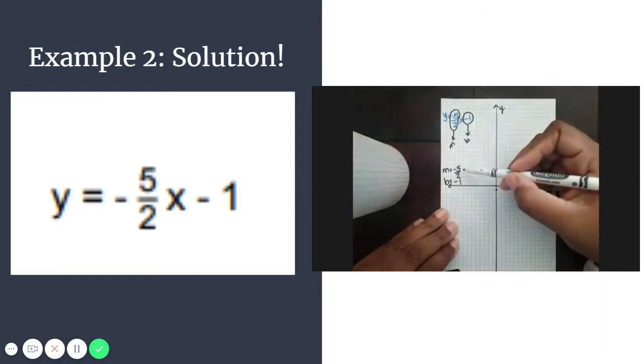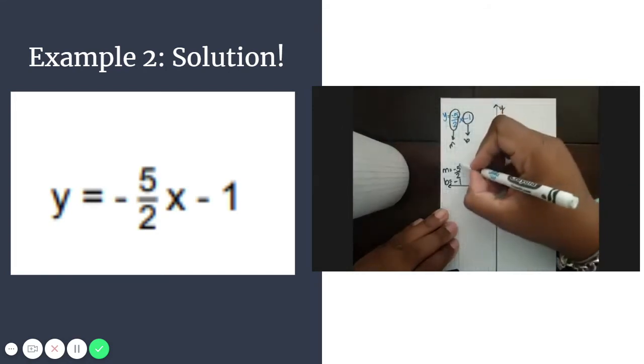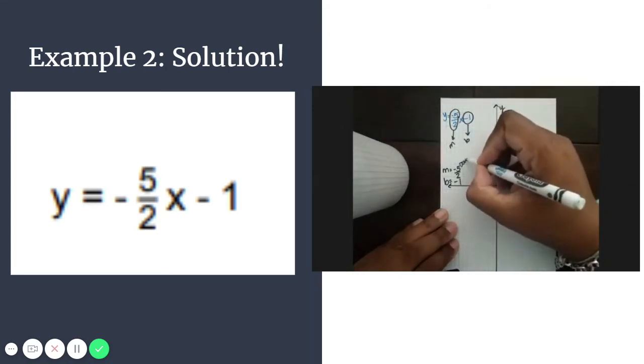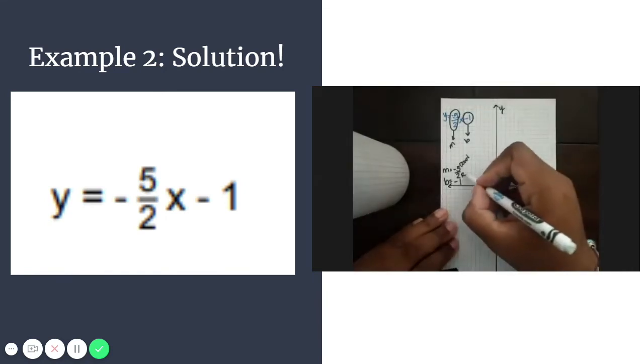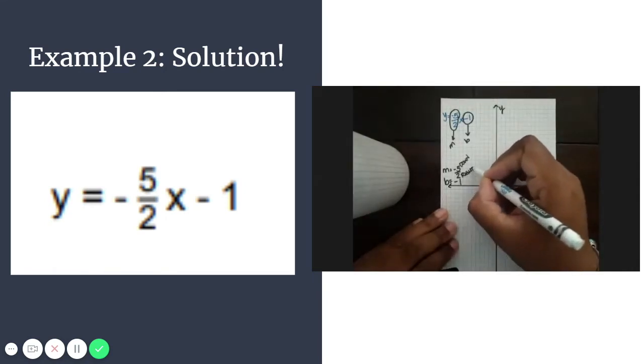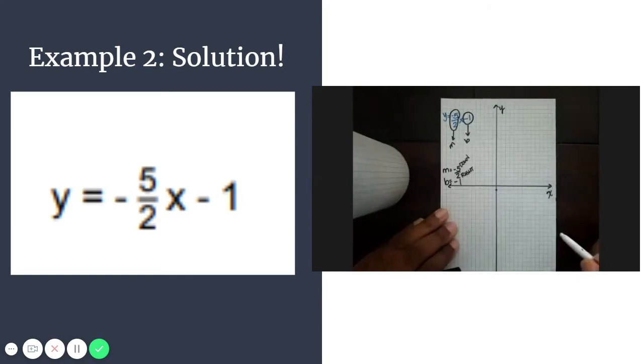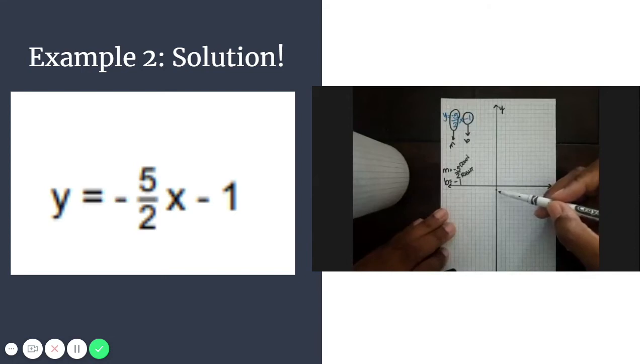So I'm going to look at my slope, and my numerator says -5, which means I'm going to go down 5, and then my denominator says +2, which means I'm going to go right. Remember that your numerator tells you up or down, your denominator tells you left or right. So I'm going to start at my y-intercept, and I'm going to go down 5, right 2, and plot a point. So starting here, I'm going to go down 1, 2, 3, 4, 5, right 1, 2, and plot my point.